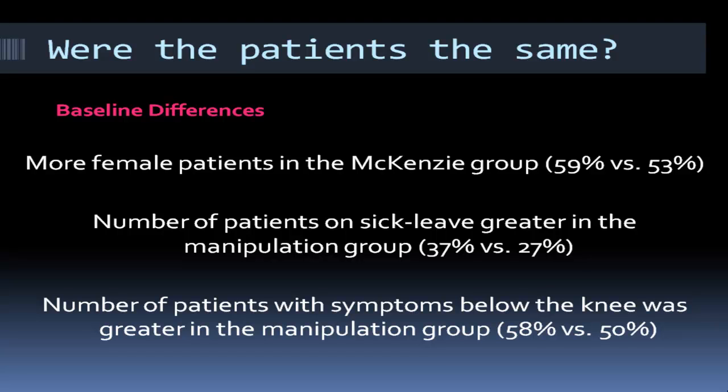Let's look a little deeper at the patients to see if differences might have affected the results. There were more female patients in the McKenzie group. The number of patients on sick leave was greater in the manipulation group, and the number of patients with symptoms below the knee was greater in the manipulation group. So we might conclude that at baseline, the patients assigned to the manipulation group may have had more severe or serious problems.